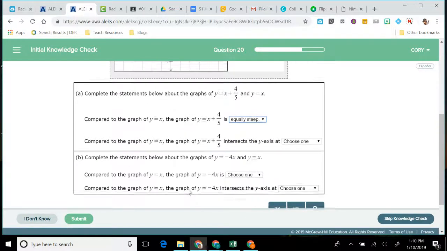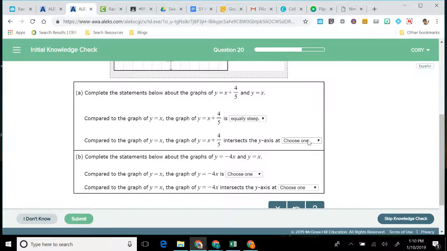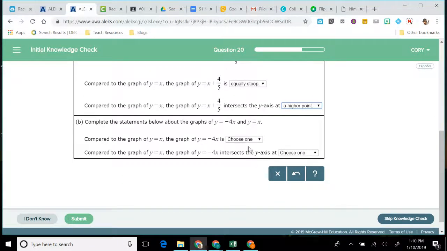Equally steep, they have the same slope, it's 1. Higher point, because it has a y-intercept. This one, the graph is less steep. This one is at the same point.